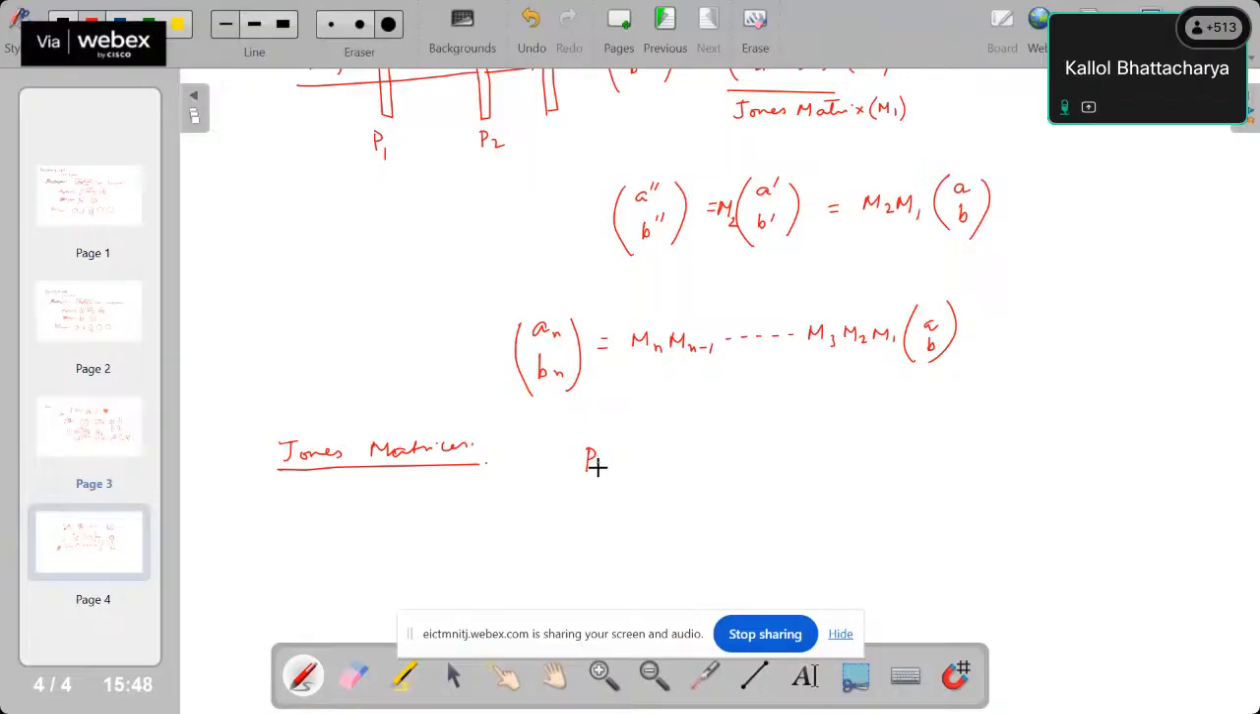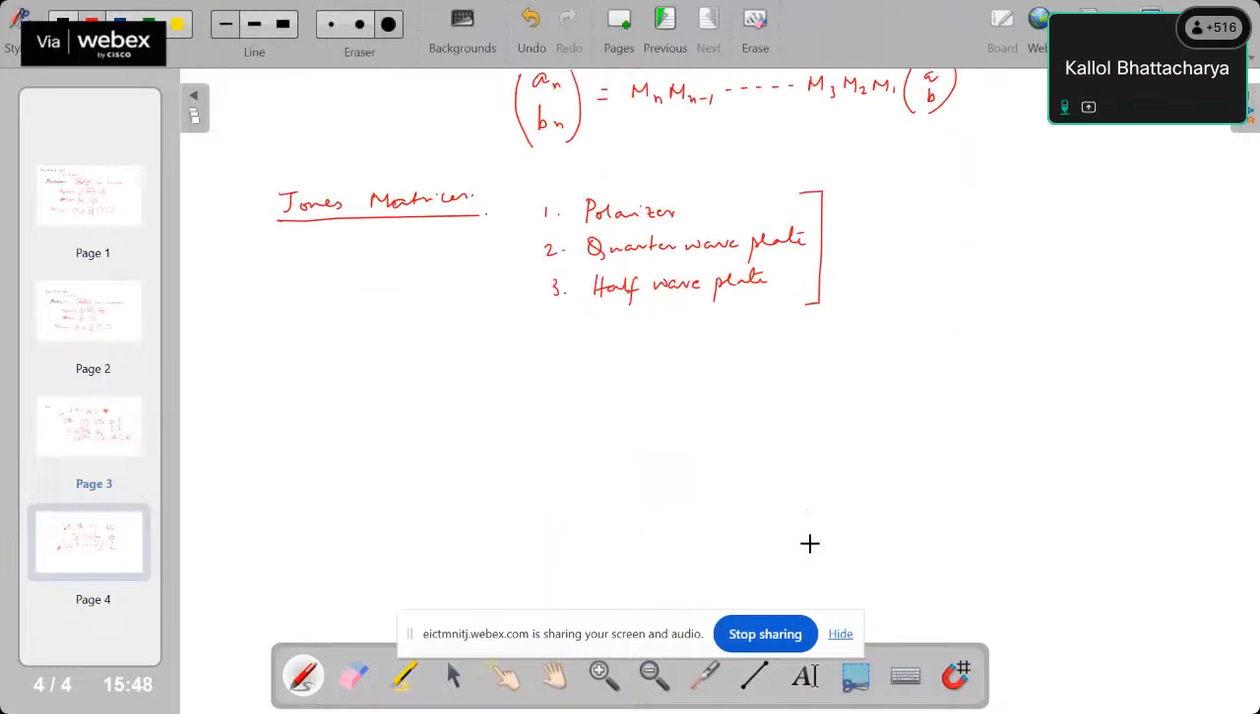Well, polarizer. Then we have quarter wave plate. And we have a half wave plate. Since you will be taking up quantum optics, this is very important to understand the working of polarizer, quarter wave plate, and half wave plate.